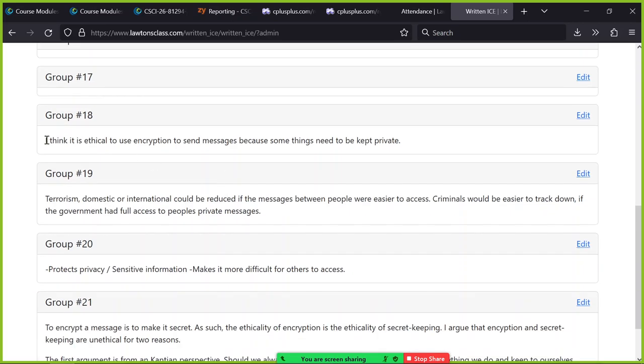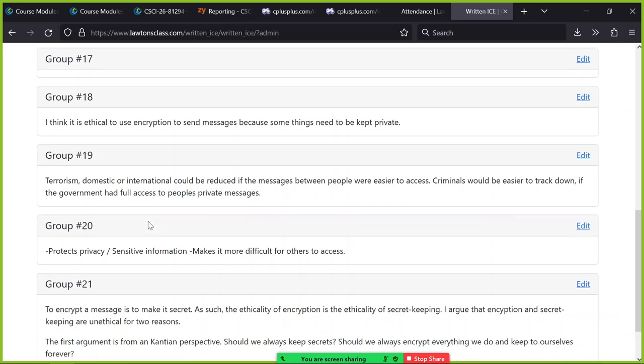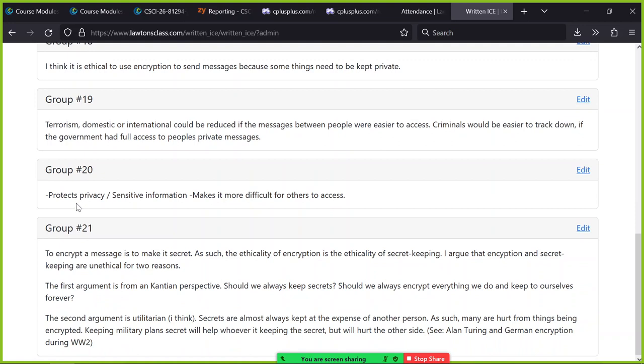So that's a great thing that somebody noticed that. Good job. I think it's ethical to use encryption to send messages because some things need to be kept private. Yeah, that seems to be the standard idea. We want privacy versus some people should not be afforded privacy. Those are the two goals there. Okay, that's the idea. And I think if I read more of these, we'll get the same idea.